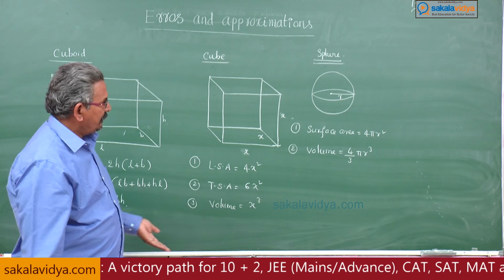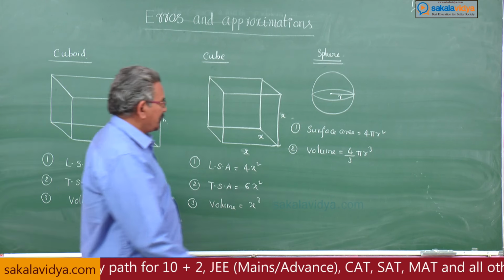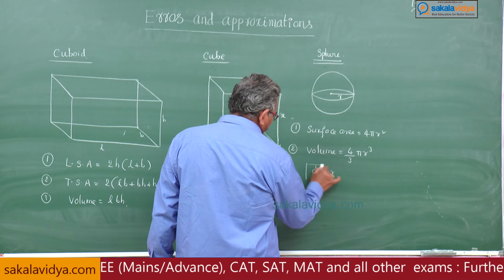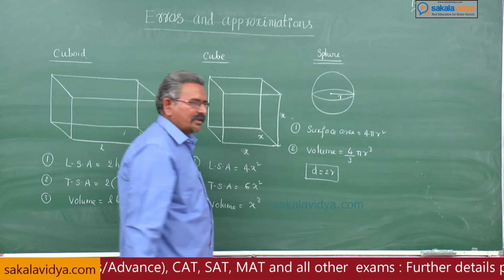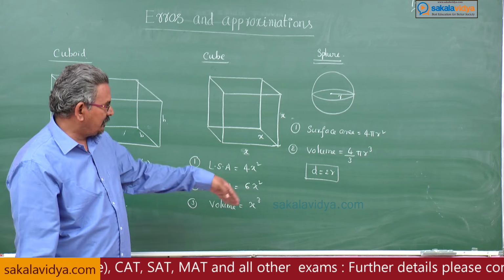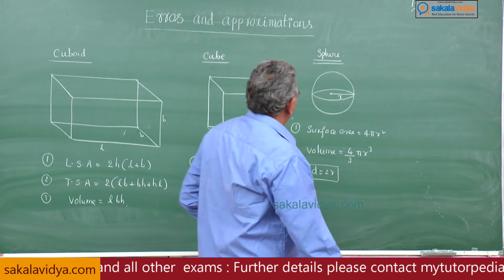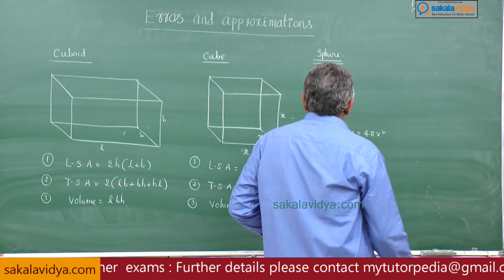If the diameter is given, you have to change. For example, d is equal to 2r. This is a relation. With the help of this relation, we can change surface area and volume in terms of d. R is equal to d by 2, substituting. So, this is sphere. So, next what we have?